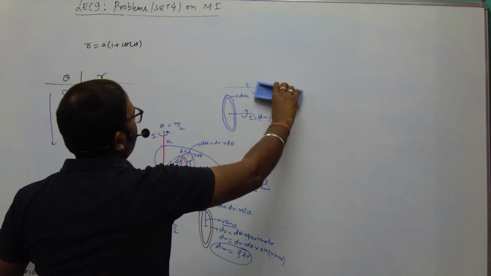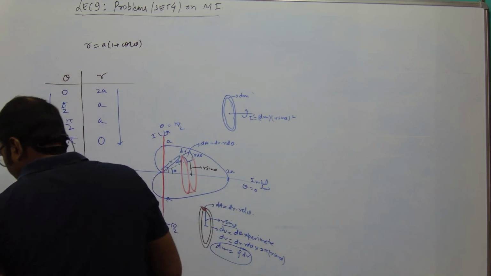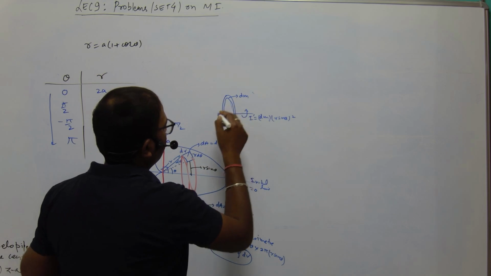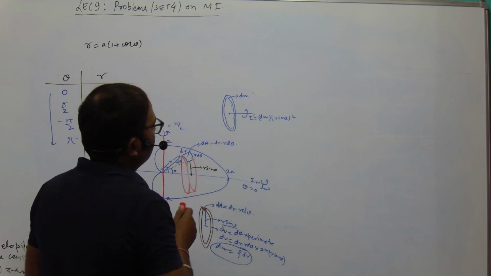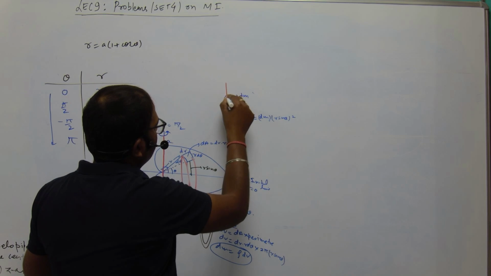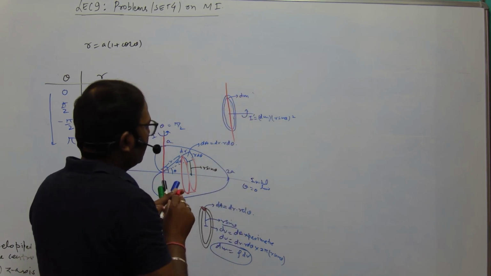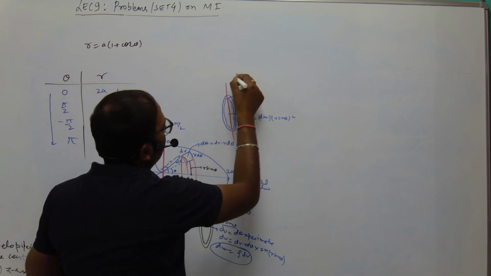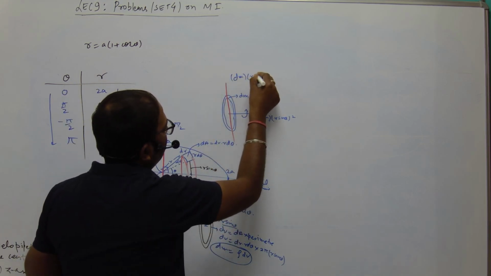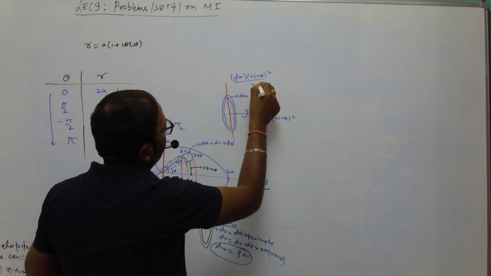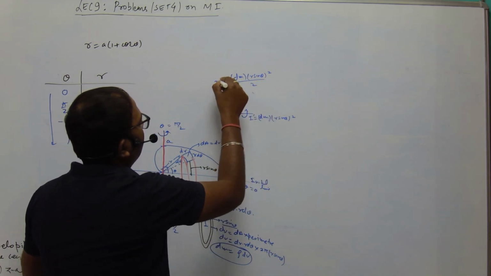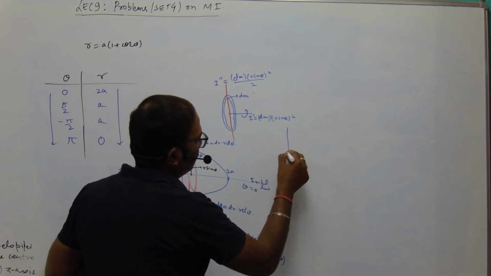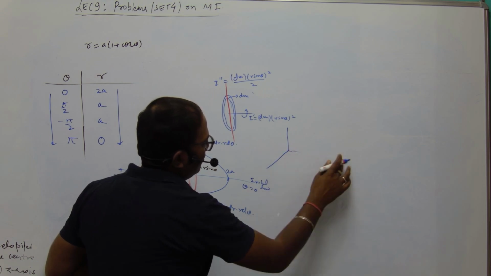What will be the moment of inertia about a line which is perpendicular to its axis, and lying in the plane of the ring? This we have studied. This is dm into (r sin theta) whole square upon 2. This is I double dash. We have studied this through the perpendicular axis theorem.